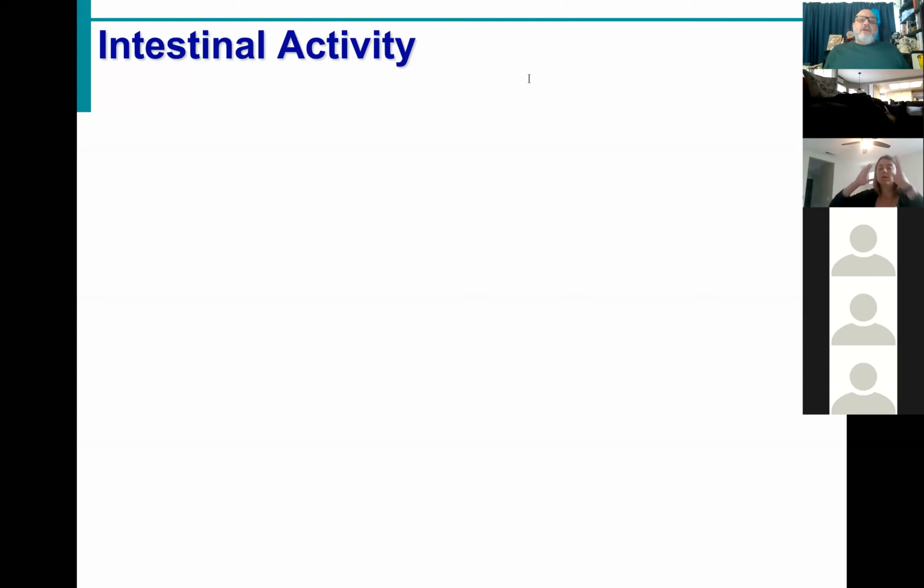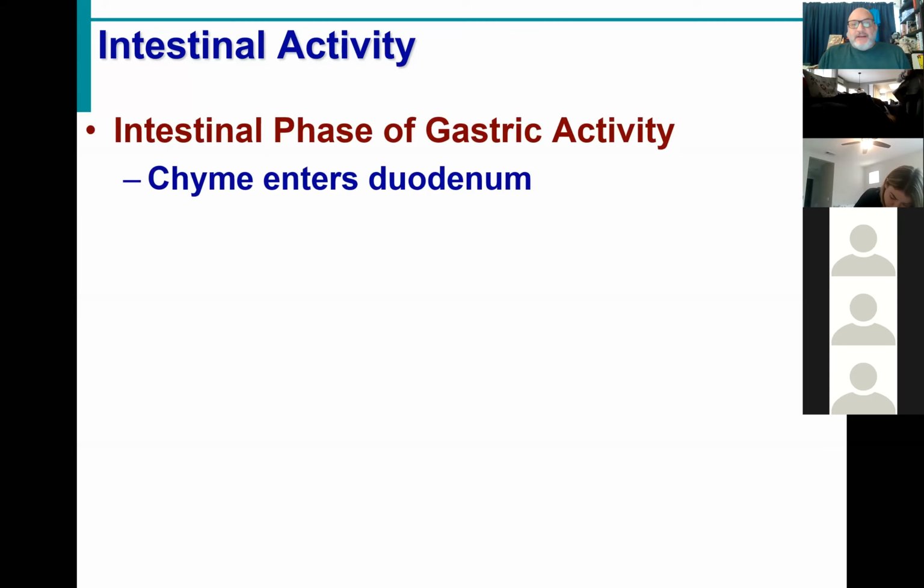All righty, we have finished our anatomy of the small intestine, both gross and microscopic. So now we get to focus on intestinal activity. Again, intestinal activity includes the beginning of the intestinal phase when we're controlling our gastric activity. This happens when the chyme enters the duodenum. And remember, this is where we're going to start to be able to modify behavior based on the composition of the material that is in that chyme.